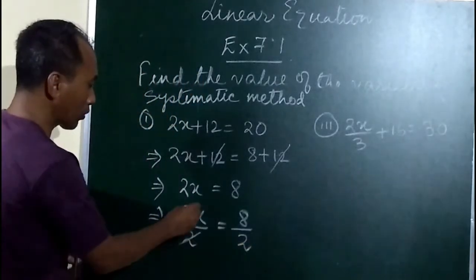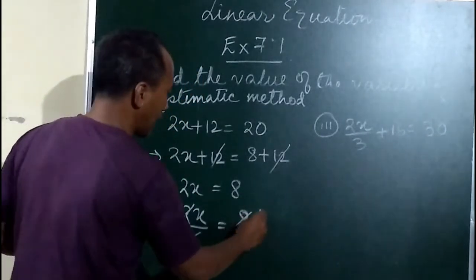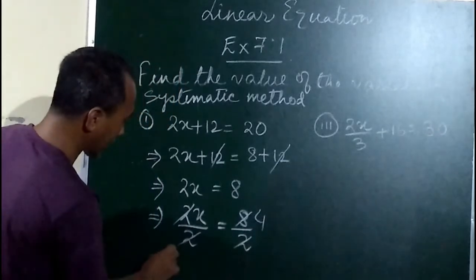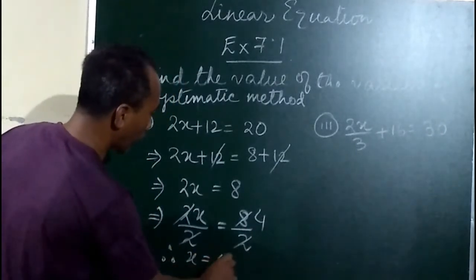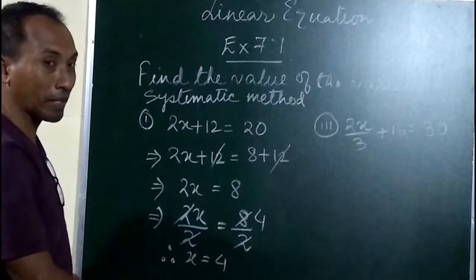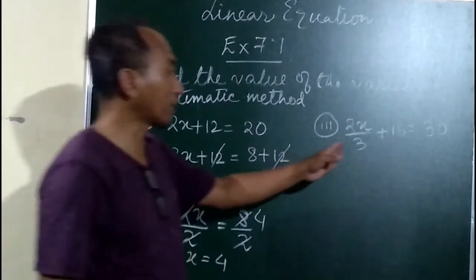So these 2 and these 2 cancel. 2 4s are 8. So therefore the value of x is 4. This is the systematic method. So here we see another question.